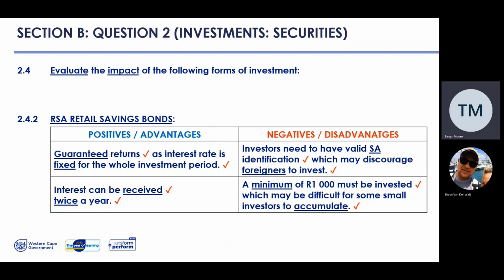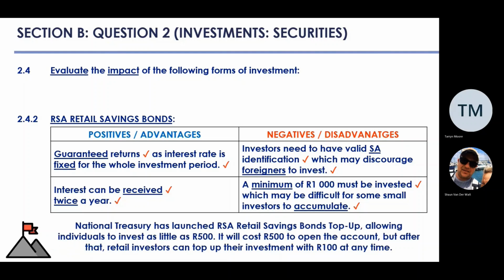So why are all South African citizens not investing in RSA retail savings bonds? Treasury, not just any treasury, National Treasury has launched an SA retail savings bonds top up, allowing individuals to invest as little as 500 Rand. So it will cost you 500 Rand to open up the account. And then retail investors can top up their investment with 100 Rand at a time.